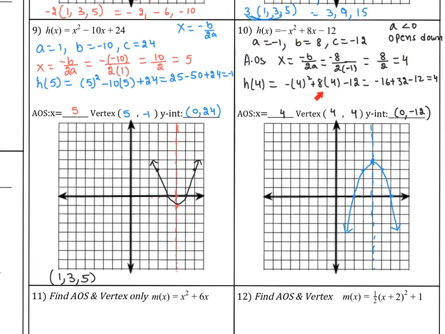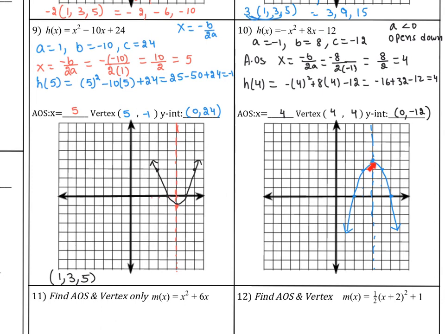You're going to find the y value. So negative 4 squared plus 8 times 4 minus 12. So negative 16 plus 32 minus 12. Negative 16 plus 32 is 16. 16 minus 12 would be 4. So vertex is going to be 4 comma 4 and axis of symmetry is 4. Y-intercept is 0 comma negative 12.